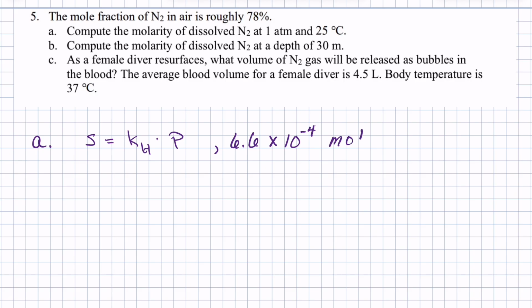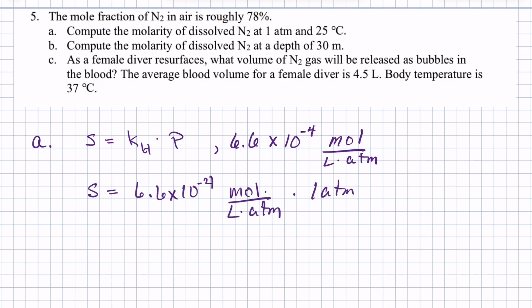moles per liter atmosphere. Using that value for the Henry's law constant is going to cancel out atmospheres of pressure. So this will be a situation where we're using, again, 1 atmosphere pressure, we're using units of atmospheres, and it's going to give us a solubility in terms of moles per liter.